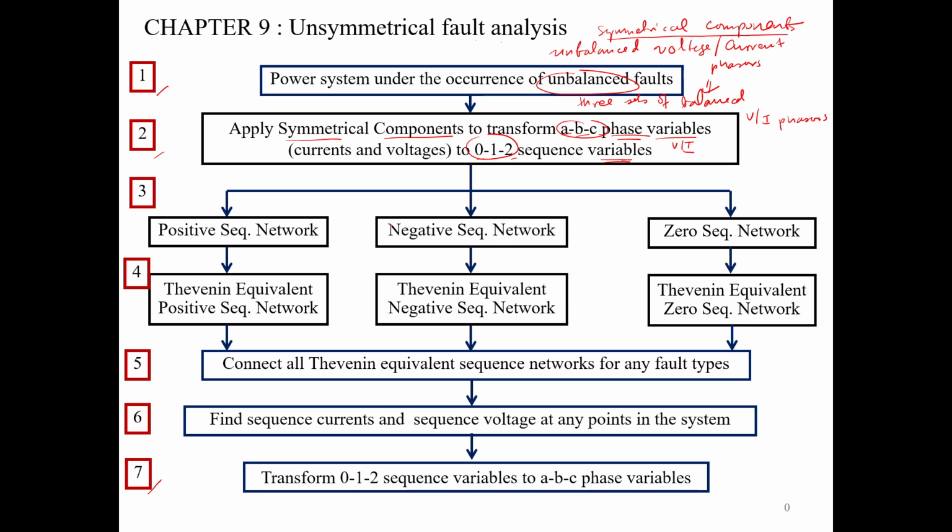After the transformation, you could have three different kinds of networks depending upon the type of fault we are discussing. We derive the positive sequence network, negative sequence network, and zero sequence network. Then we find the Thevenin equivalent for each of these sequence networks, and we connect all the Thevenin equivalent networks for different types of fault.